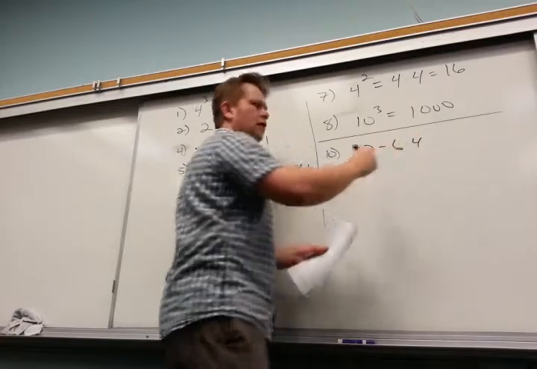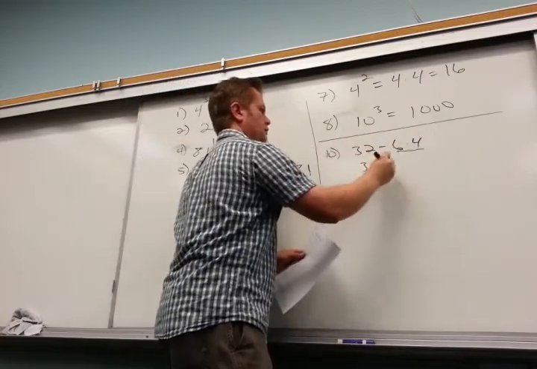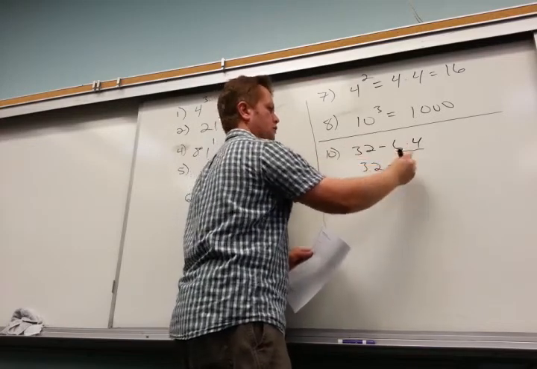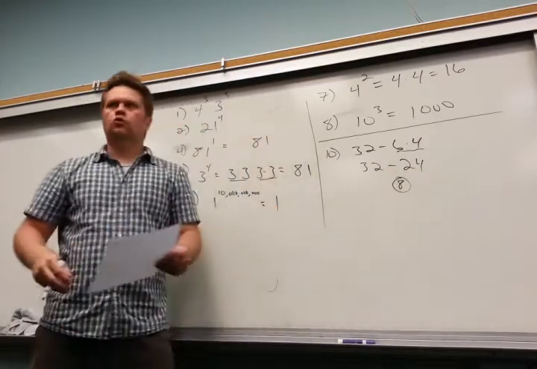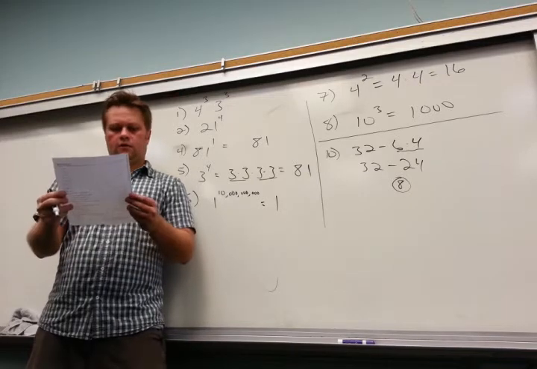I think we actually did this problem earlier. So you do this multiplication first. So everything else stays exactly the same. 6 times 4 is also known as 24. 8. Cool. Okay.